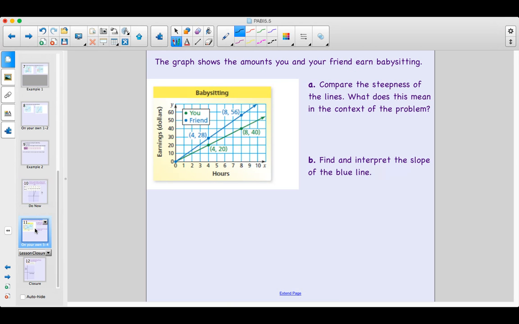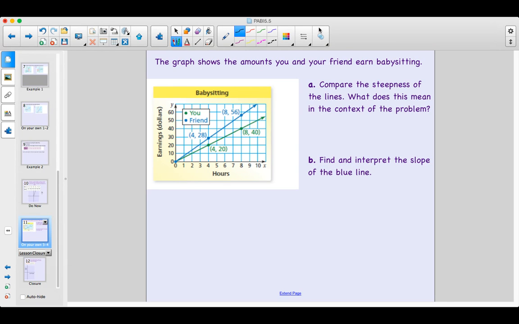So let's take a look at what this would mean for this example. The graph shows the amount you and your friends earn babysitting. Compare the steepness of the lines and what does it mean in the context of the problem. So you'll see that your friend's line is in blue and your line is in green, and your friend's line is steeper than yours is.